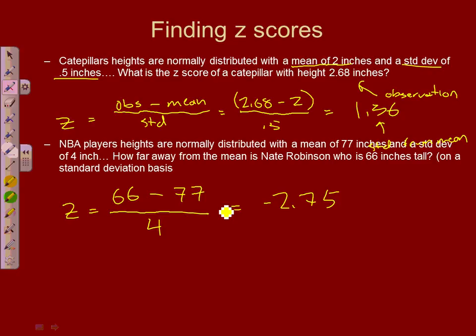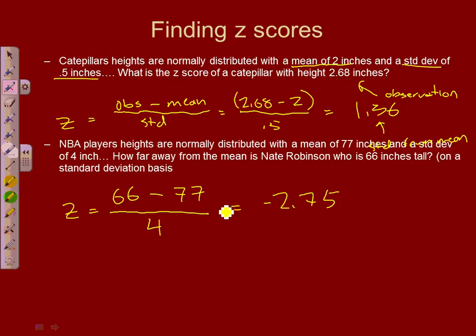That's how tall Nate Robinson is. I just guessed on that. I'm not sure exactly. And then I will subtract the mean, divide by 4. This should make sense. Nate Robinson is smaller than the average NBA player. In terms of standard deviations, he's 2.75 standard deviations less than the mean.